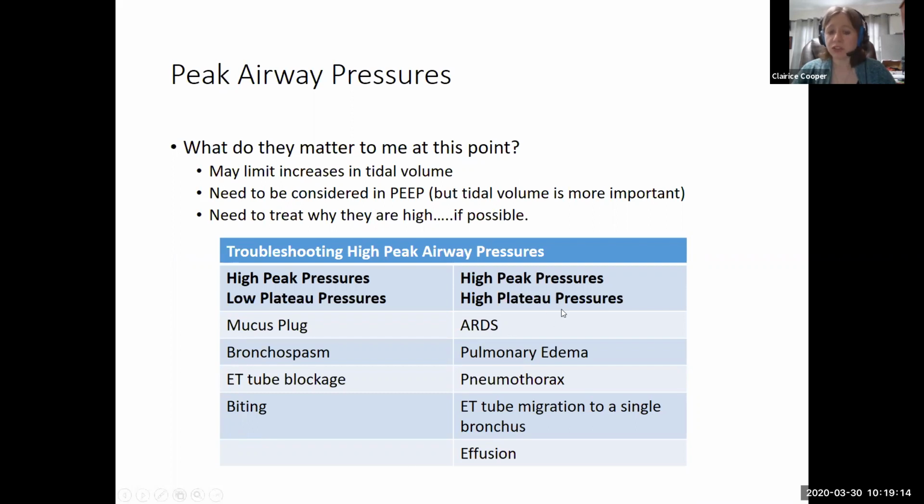If the plateau pressures are high, then that means that the pressure is high even once you've gotten past the upper airways. And so that may be the lung parenchyma itself, something like ARDS, pulmonary edema. It could be extrapleural, like pneumothorax or effusion, but that's still beyond the upper airway. Or it could be the ET tube migrating to a single bronchus, because now you're ventilating just one lung instead of two.